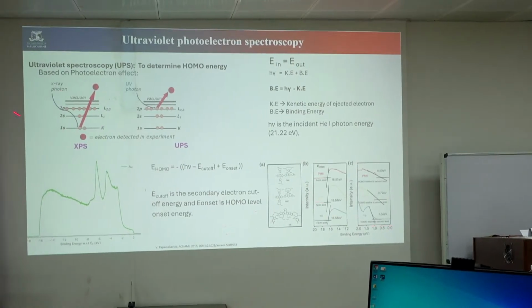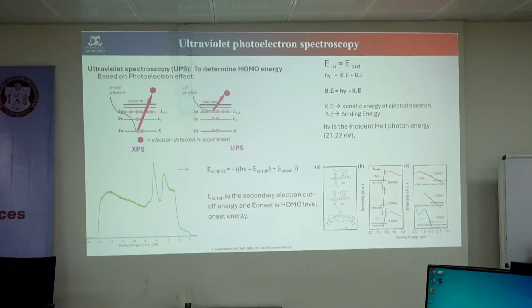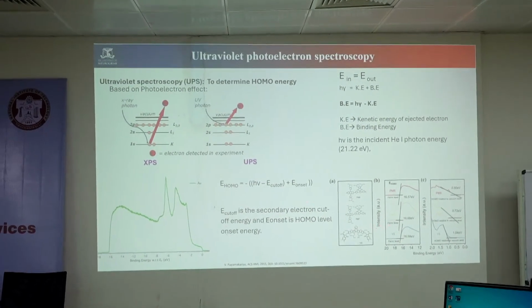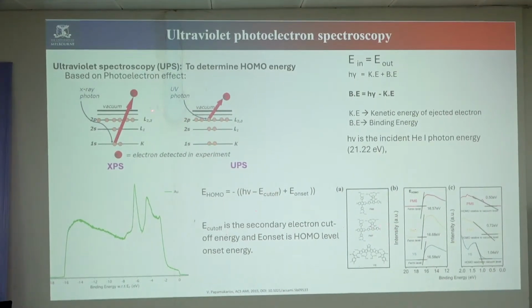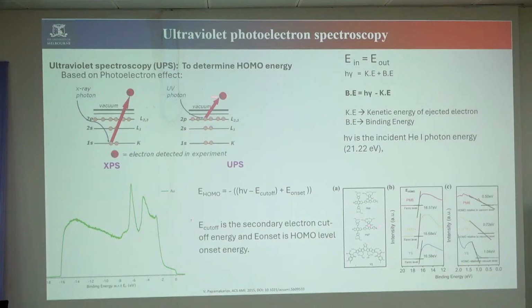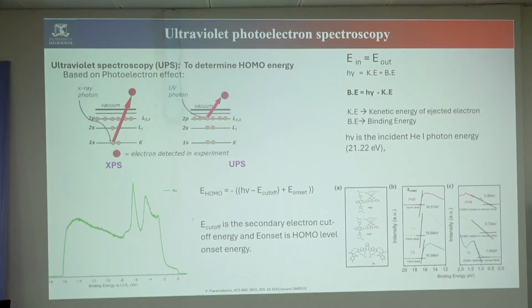So we get complete information about the chemical nature, all the chemical information, with X-ray. But if we have a UV photon, then we have only the valence band. What is a valence band? Then the valence band electrons will come out.